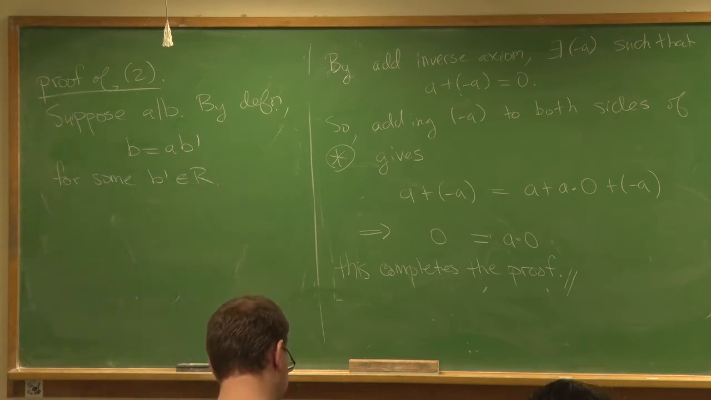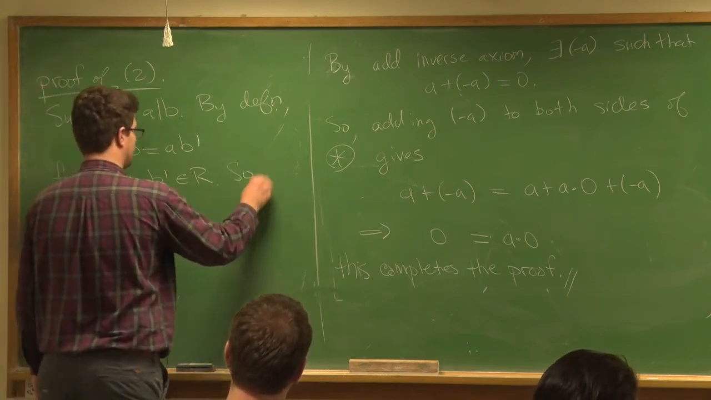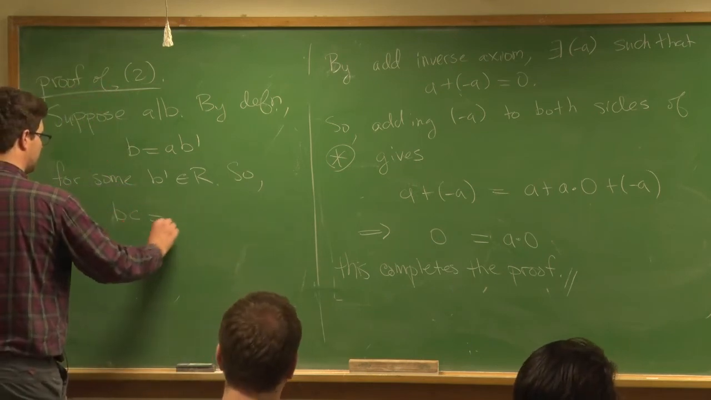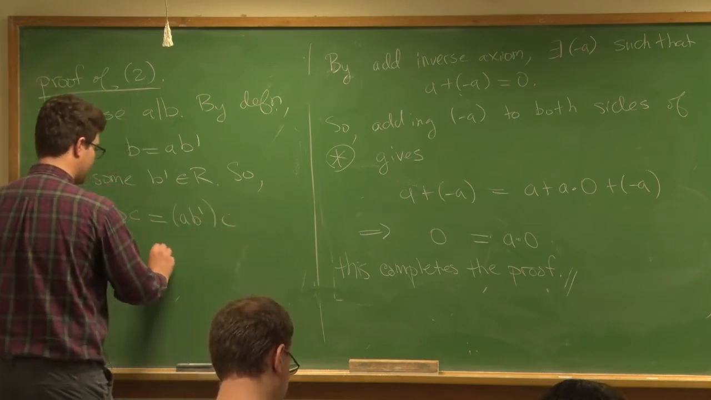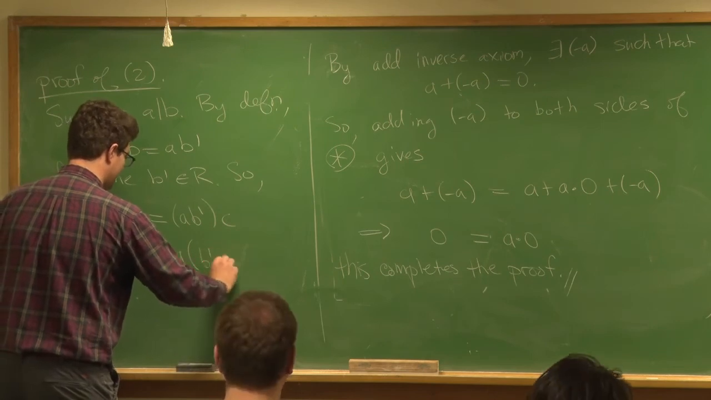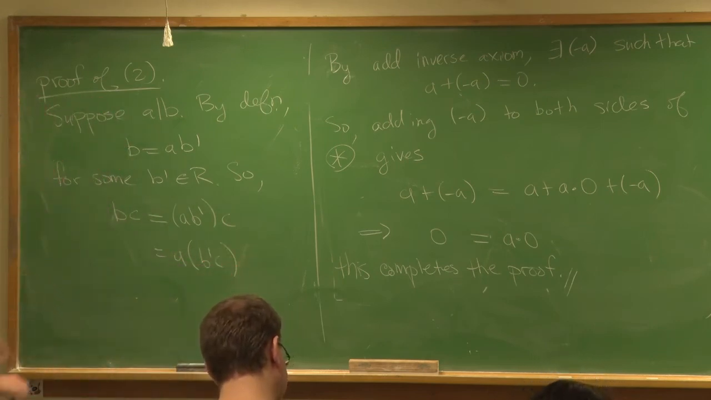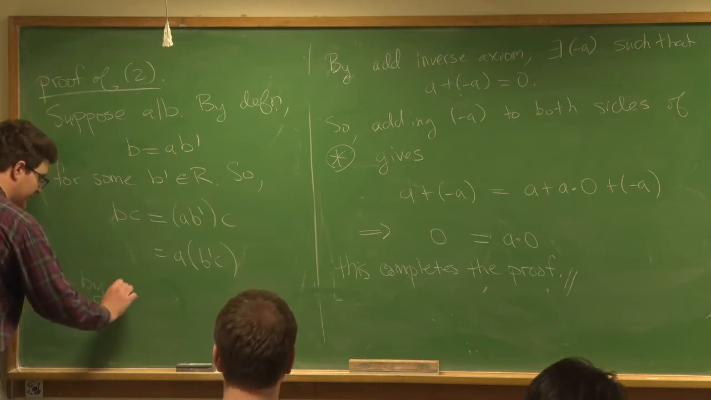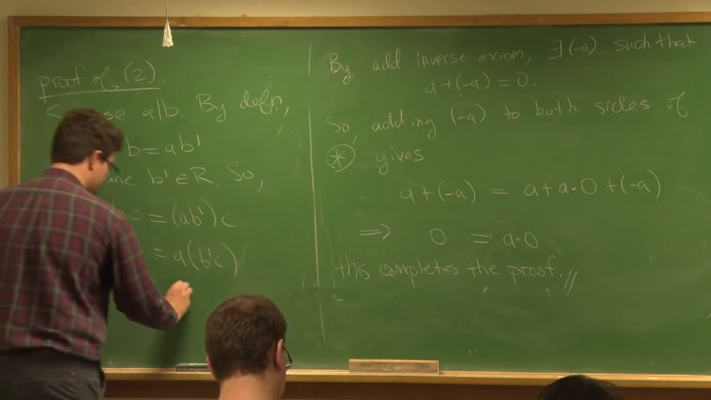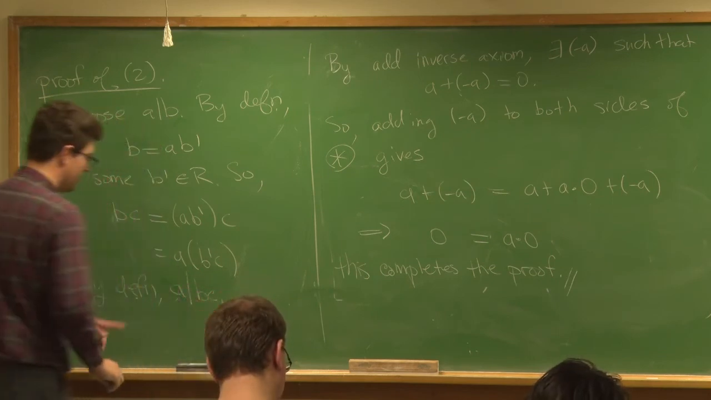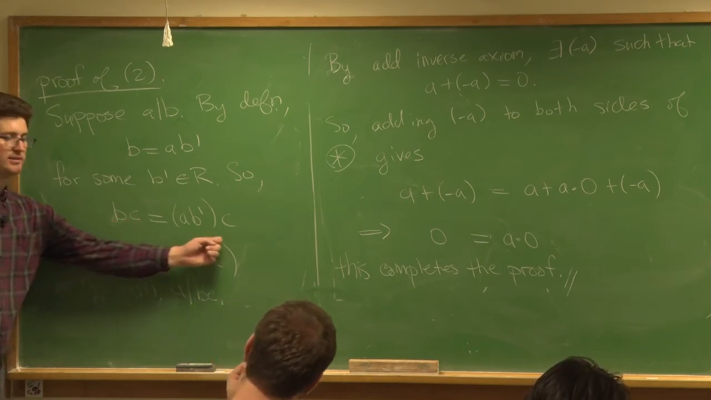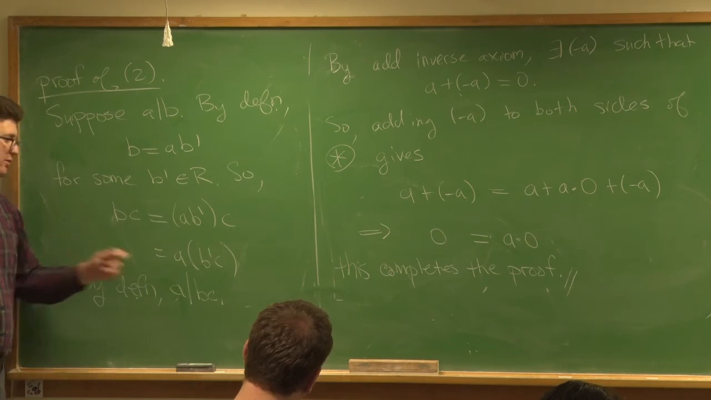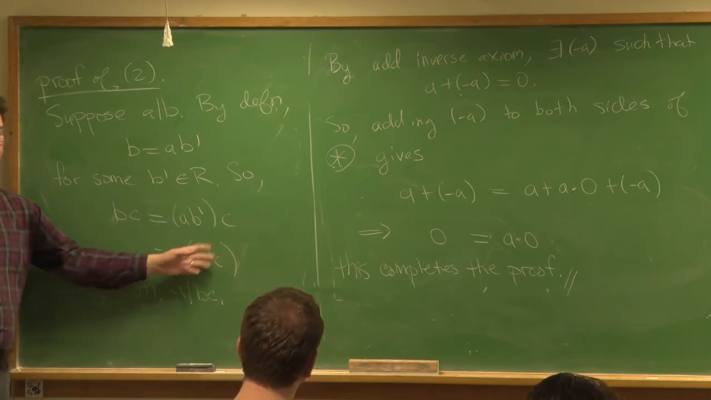And now we're supposed to conclude that A divides B times C. So B times C is equal to AB prime times C. I'm just replacing what B is. And so this looks like A times B prime C. So by definition, A divides BC. The definition is that there exists some x such that BC is equal to A times x. This is the x. So it looks like A times some stuff, and this is the stuff.